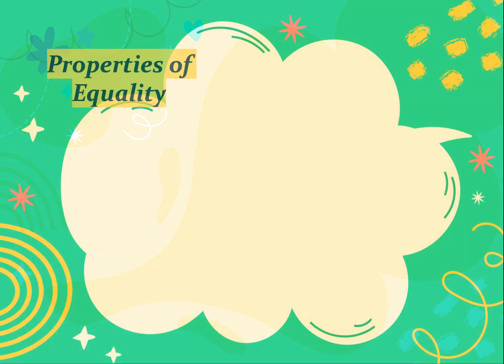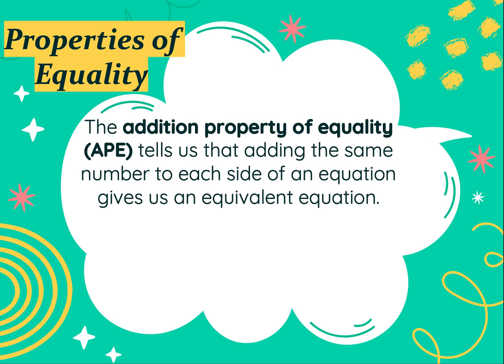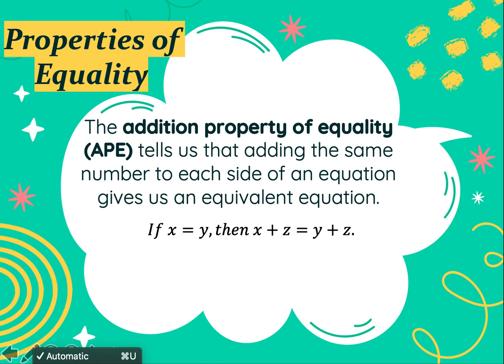The first property of equality is the addition property of equality, or APE. It tells us that adding the same number to each side of an equation gives us an equivalent equation. Given that x is equal to y, then x plus z is equal to y plus z. As you can see here, we add z on both sides of our equation.